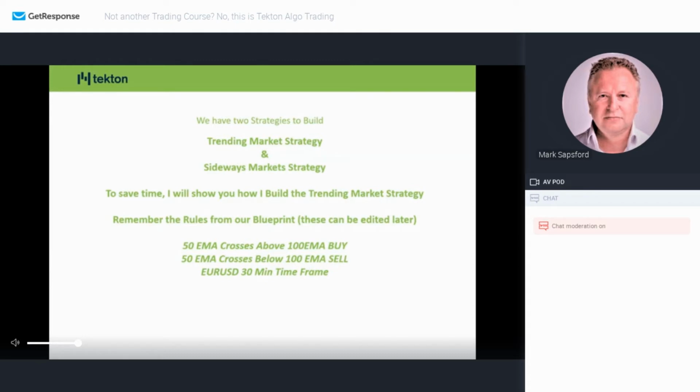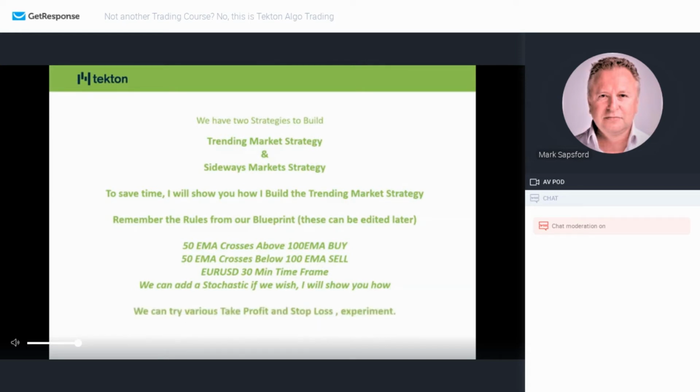I'll show you how. If we want to, we can add a stochastic, and again I'll show you how you can do that as well. So if you want to add a stochastic, just to give a bit more added confirmation, remember it takes slightly longer to backtest. The more conditions you have, the more indicators you use, the longer it will take to backtest.